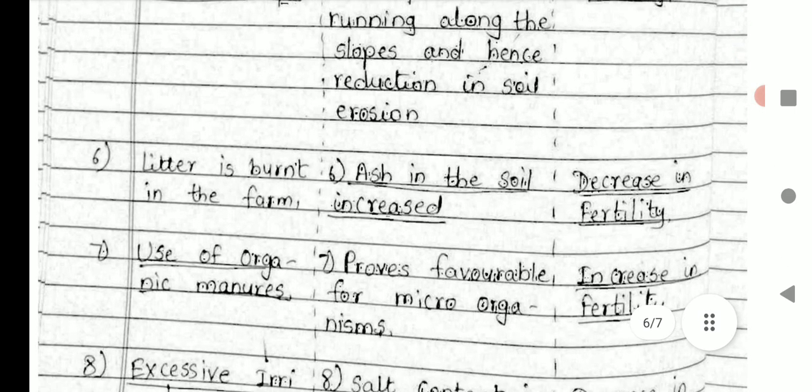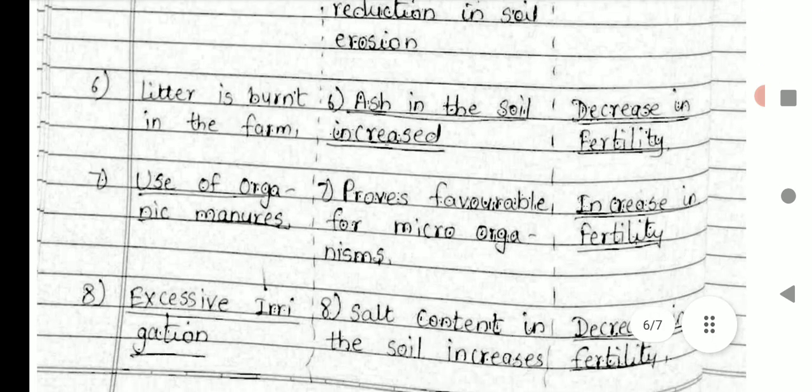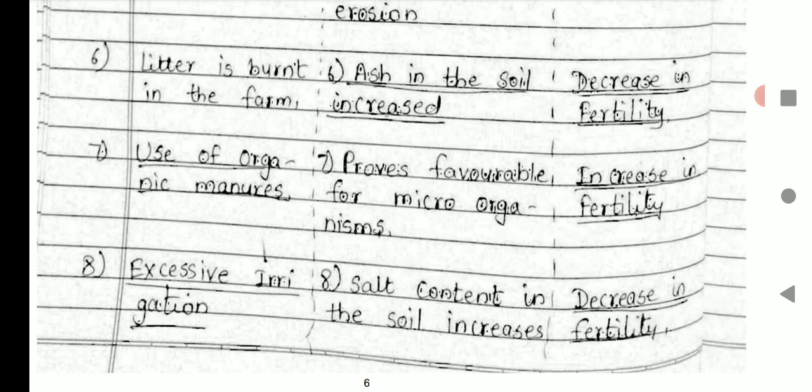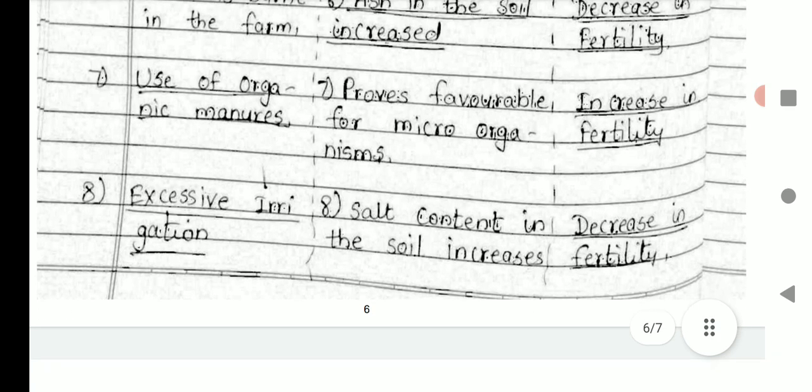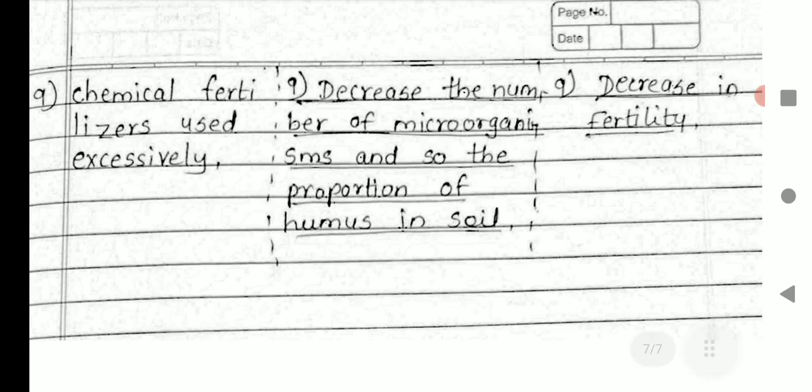Sixth है litter is burnt in the farm. इसका इफेक्ट है ash in soil increased, decrease in fertility. Fertility decrease होती है. Use of organic manures proves favorable for microorganisms, increase in fertility. And eighth, excessive irrigation, salt content in soil increases, or decrease in fertility. Ninth है chemical fertilizers used excessively, decrease in number of microorganisms and so the proportion of humus in soil, or decrease in fertility. So these are the question answers of this lesson.